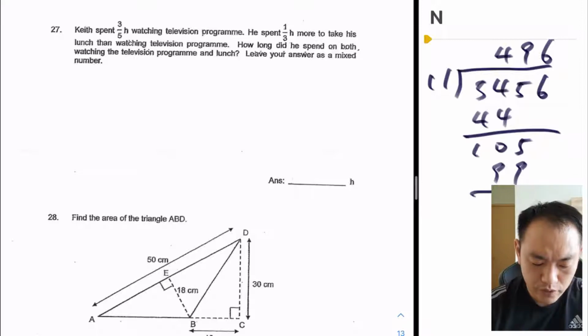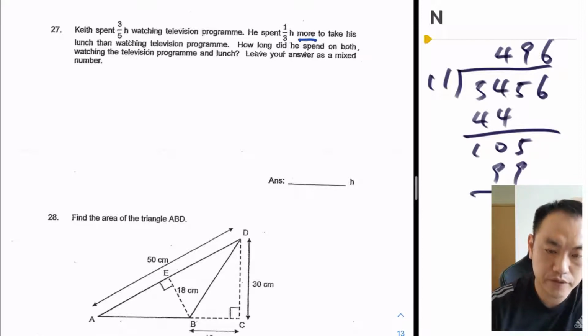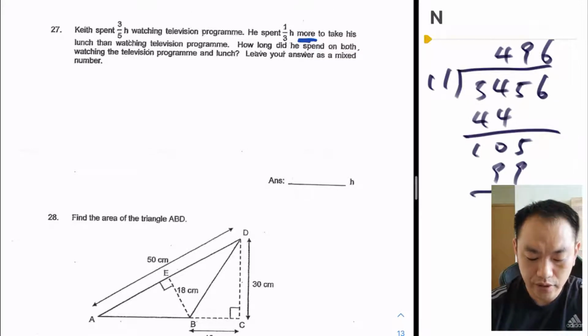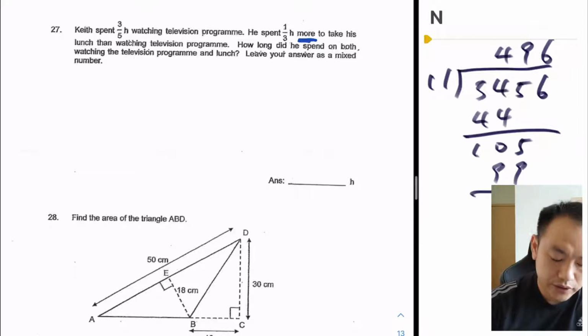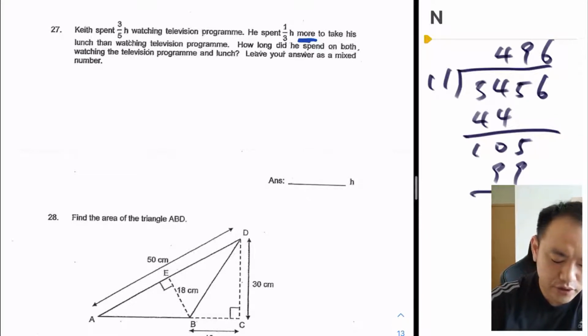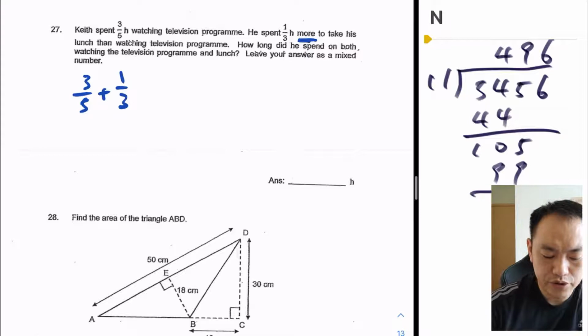Keith spent 1/5 hour watching a television program, and then he spent 1/3 hour more. Okay, more is a key word. 1/3 hour more to take his lunch than watching the television program. How long did he spend on both watching the television program and the lunch? So how long did he take? We know he watched TV for 1/5, and then for lunch is 1/5 plus 1/3. Right, that's how much he spent to eat lunch.